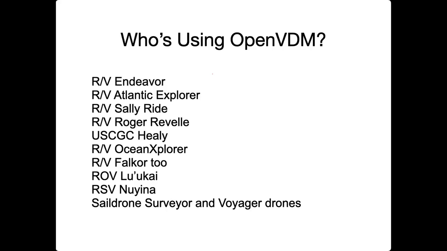Saildrone kind of represents a bit of an edge case. They were in a situation where they needed to manage a lot of data. They were used to being a very simple platform, and as they added multi-beam systems like a 2040 and a 304 and Norbits, they needed a way to manage the data, and they were interested in some of the pipeline stuff. And so OpenVDM and OpenRVDAS actually are now deployed on their Bathy-centric Surveyor and Voyager drones.